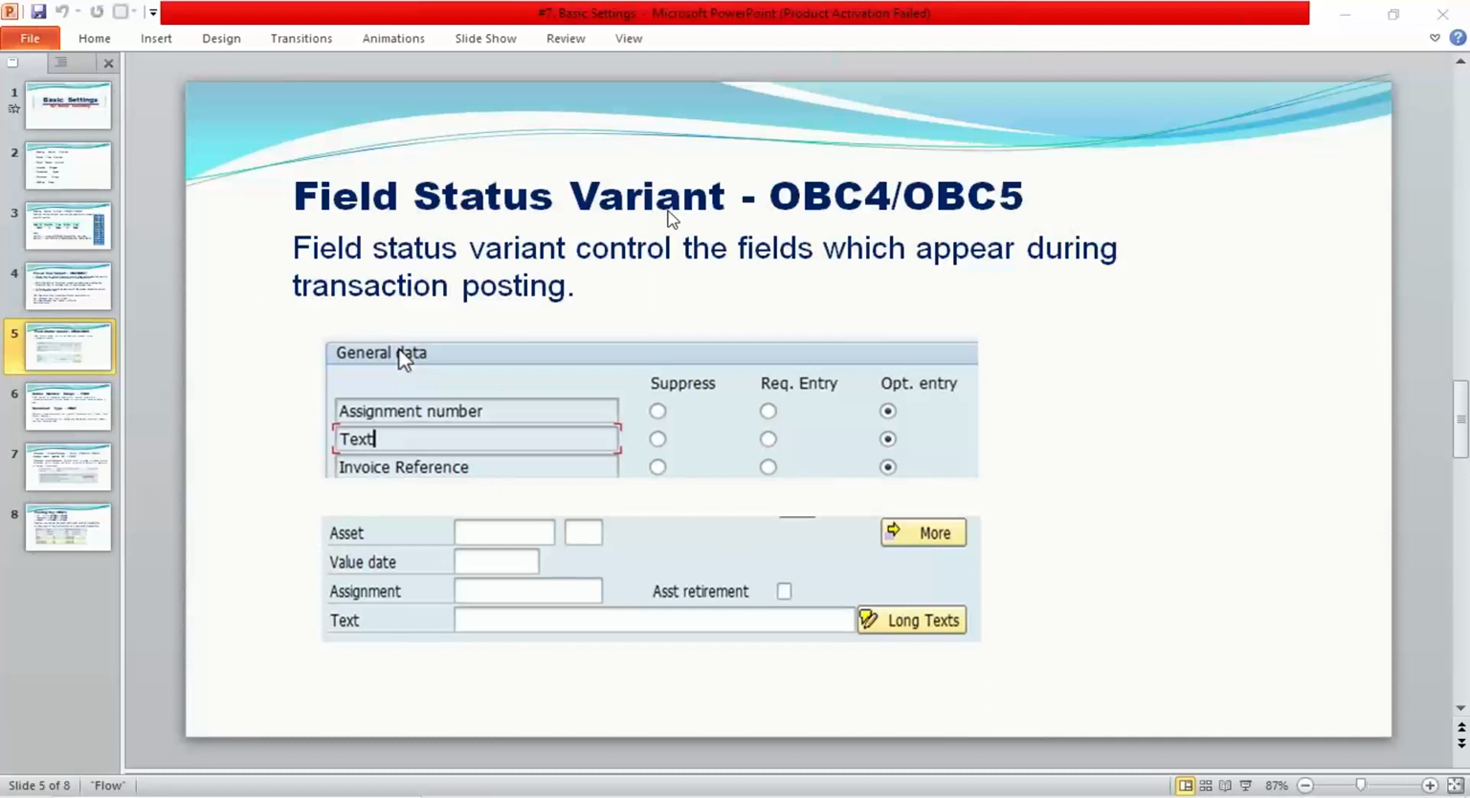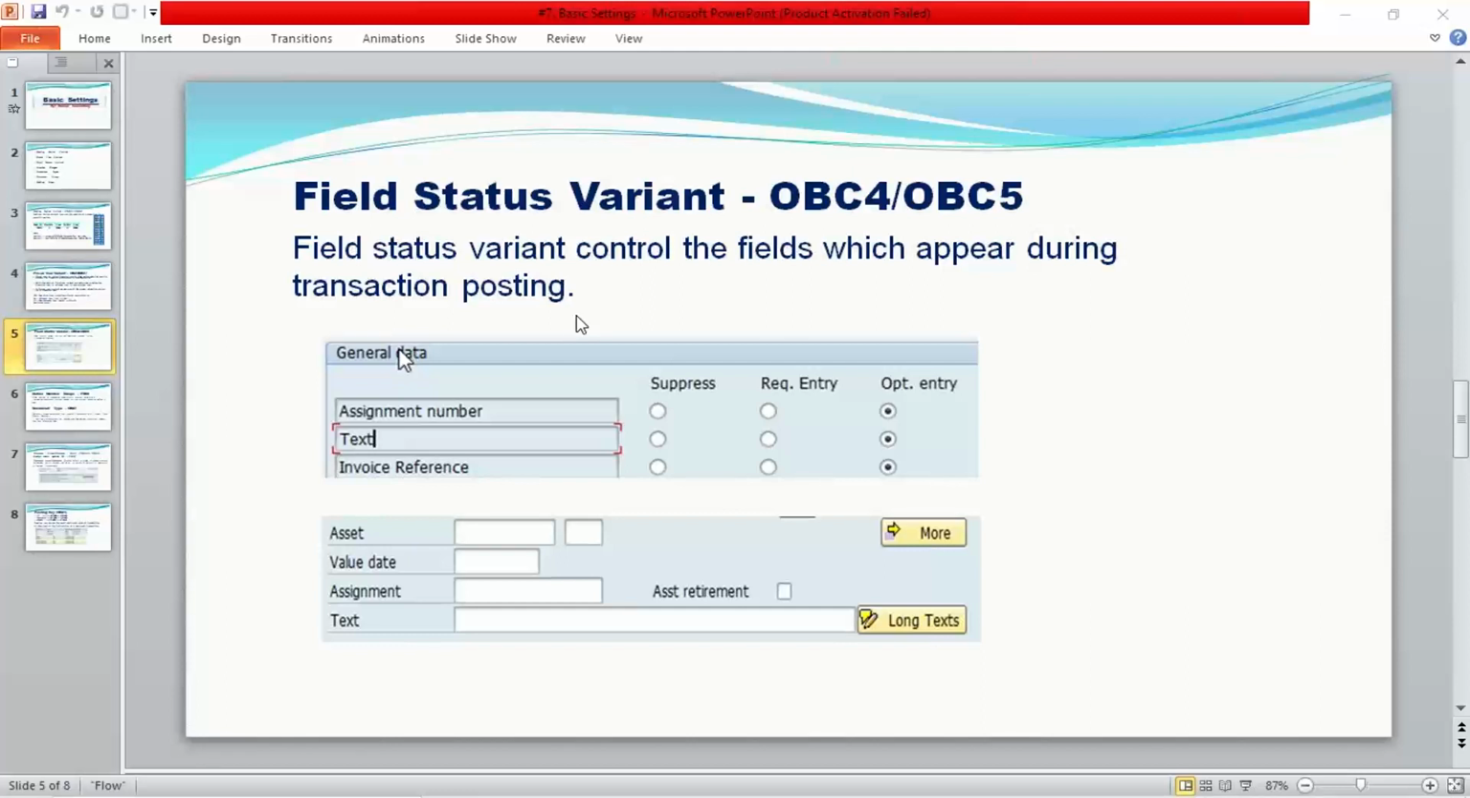Field status variant. What is the use of the field status variant, guys? The field status variant controls the fields which appear during transaction posting. Multiple people know very well how to configure this field status variant. I receive multiple calls from people, because my numbers are there on my YouTube channel. People say I have already taken training from so and so institutions. But if you talk about the basic settings, they are missing the logic behind it.